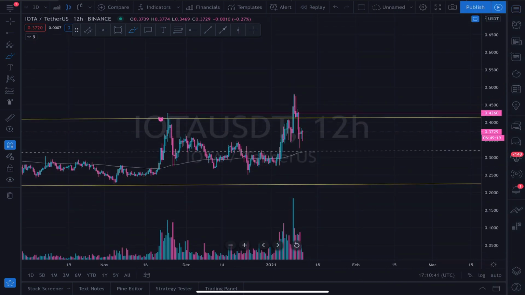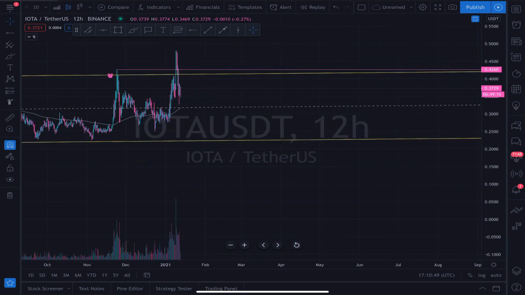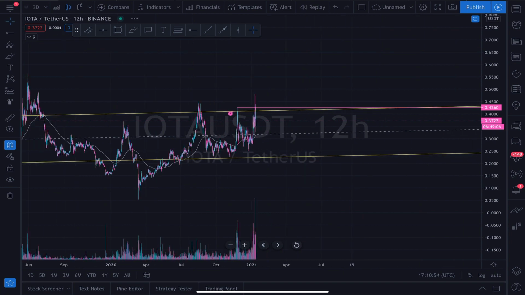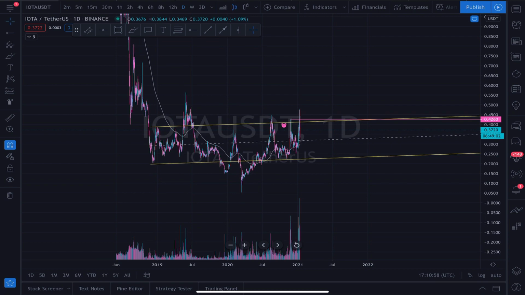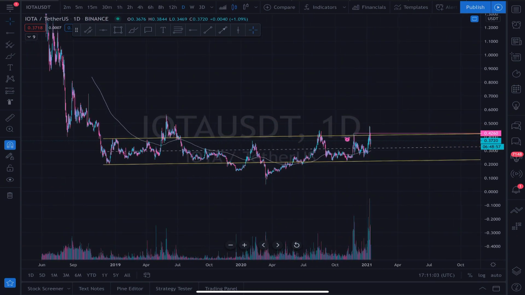So for those who are unfamiliar with PNF charts, point and figure charts, I am one of those people that is unfamiliar with them. It is something that I'm looking to learn a little bit more about, but basically with point and figure charts, you can calculate, based on the accumulation range, a number that will give you a price target.